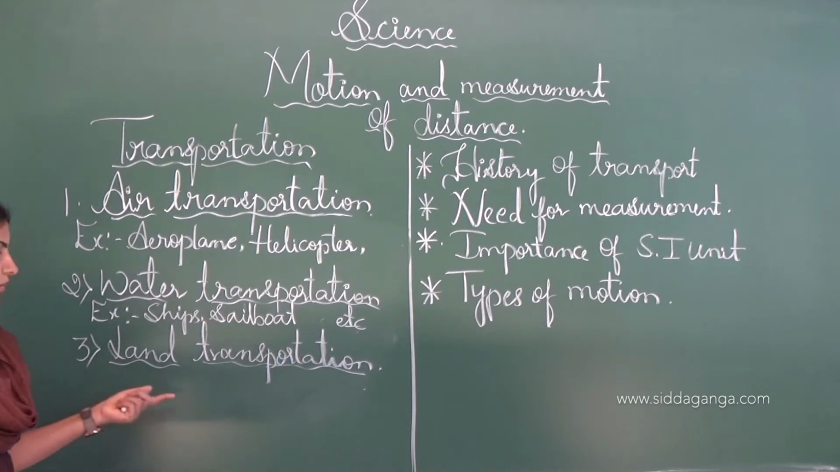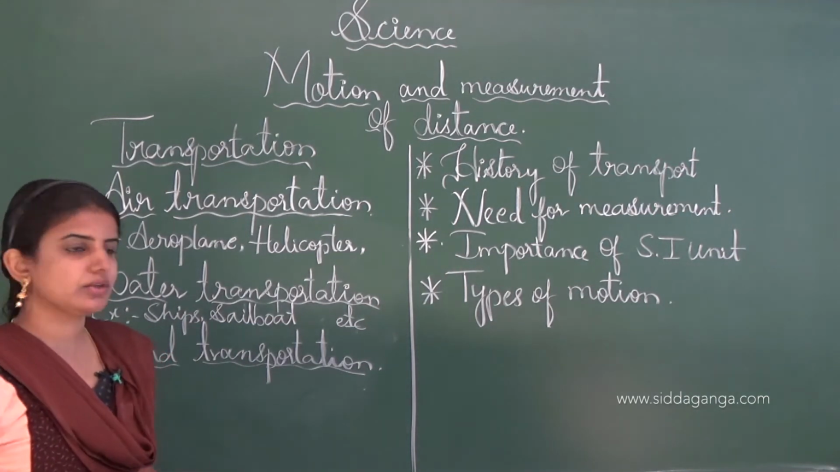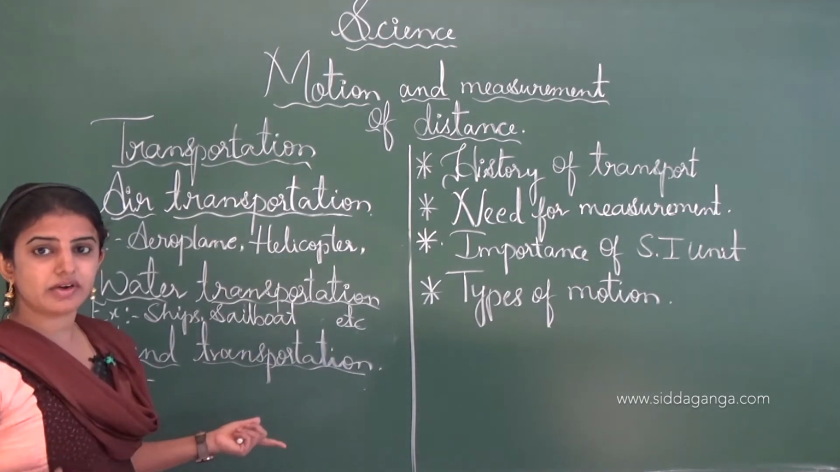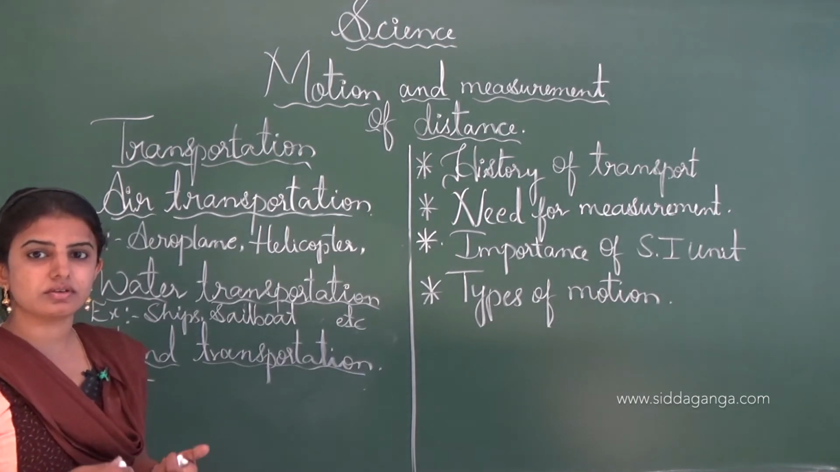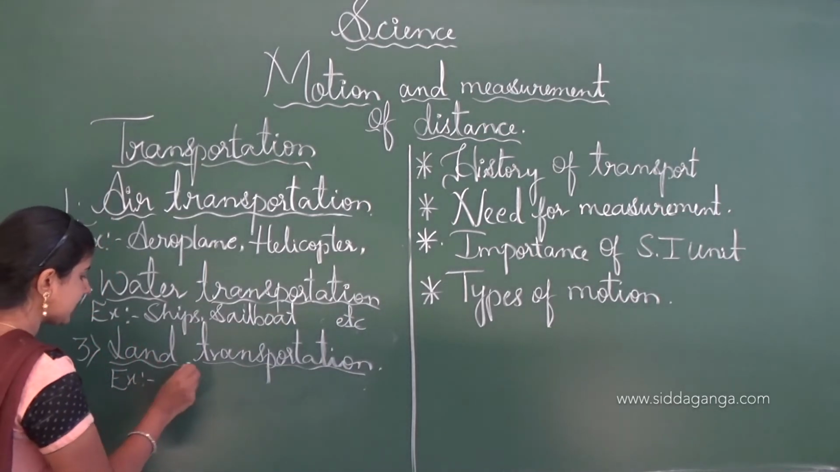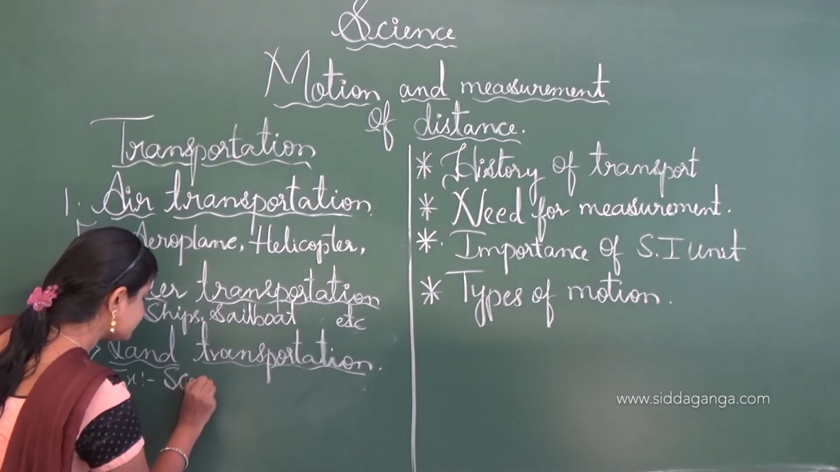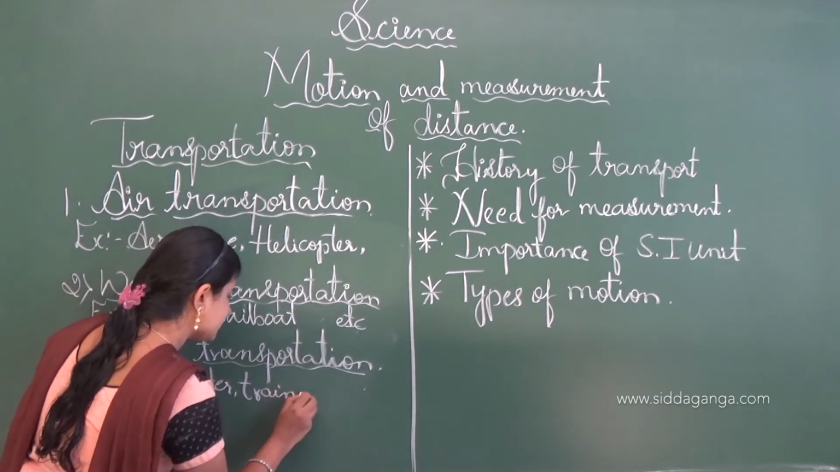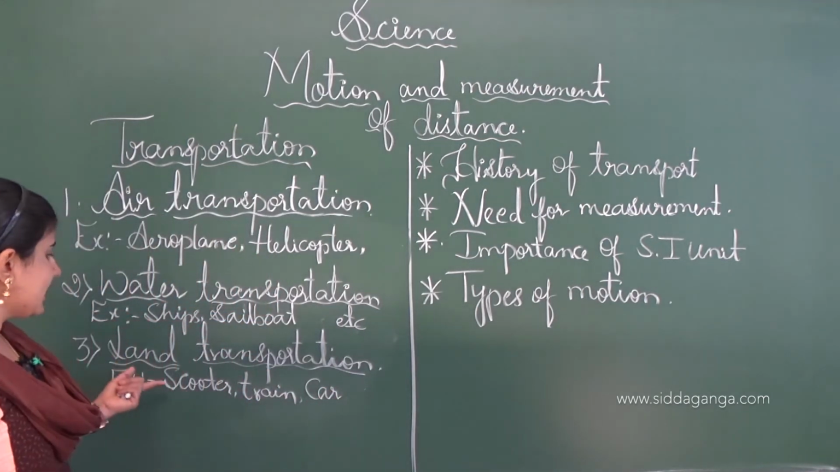Next one is the land transportation. See, in land transportation the vehicles usually move on the land only. You all know there are varieties of transportation present on the land. They move from one place to another through the land only. Examples for land transportation are scooter, train, car, rickshaw, etc. These are the examples for land transportation.